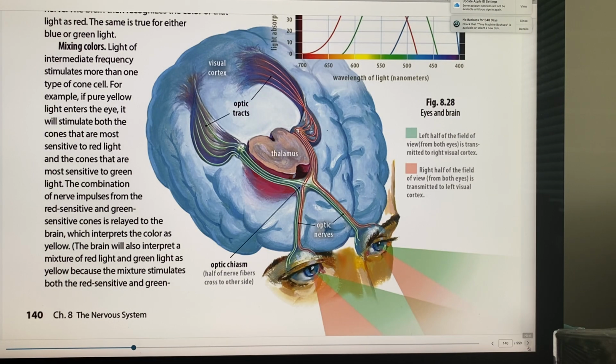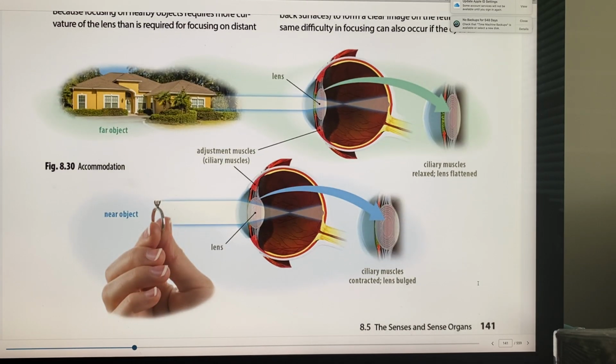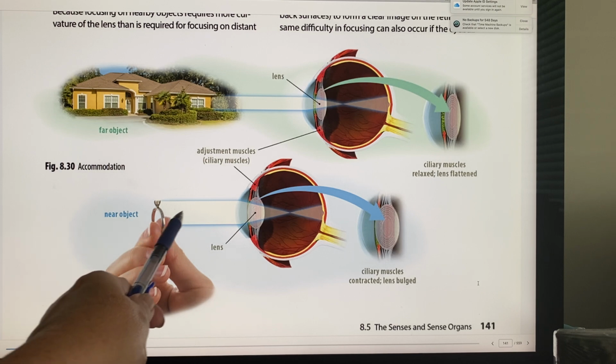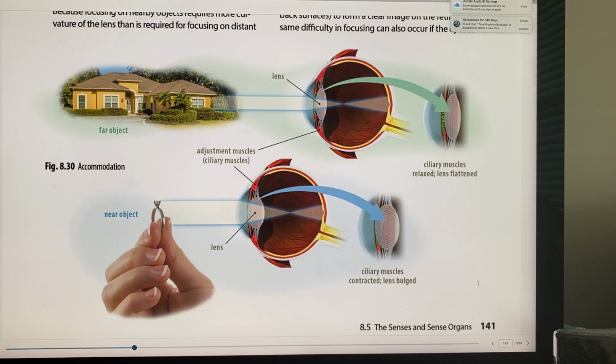Okay, we went over this part. Now we're going to go over the different things that can go wrong with your eyes, right? First, this is going over accommodation, how your eyes accommodate for certain things. Accommodate means how they adjust. If you have a near object, as the light comes through, you can see how it crosses over to the retina so you can see it. You actually have an upside down image there. Can you believe that? But your brain turns it right side up.